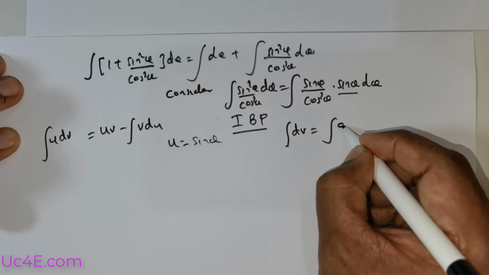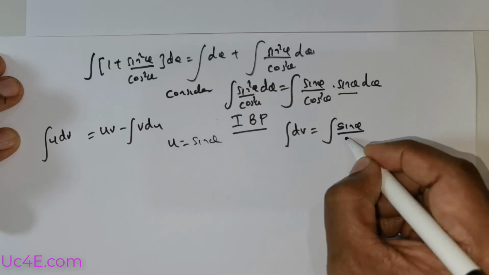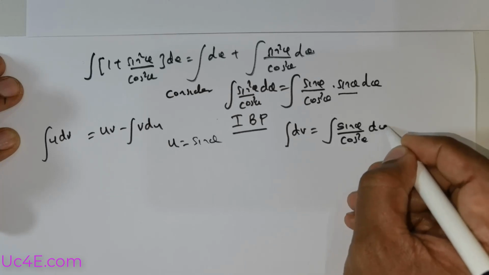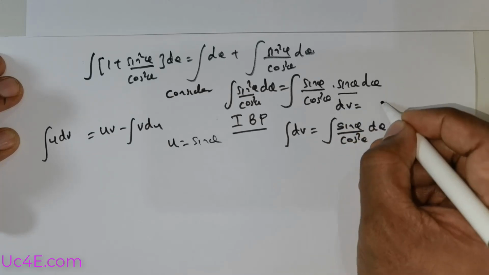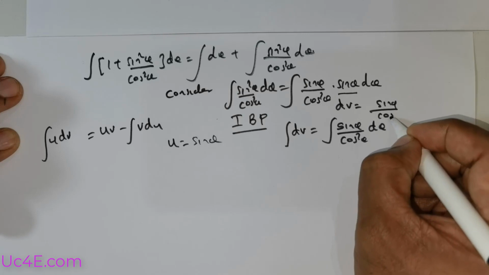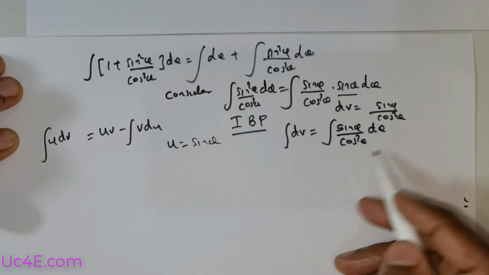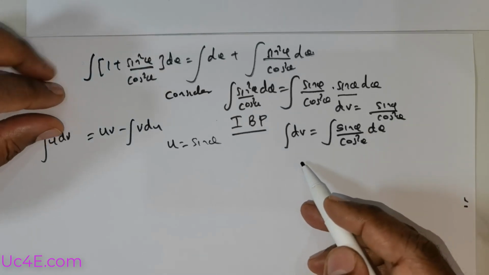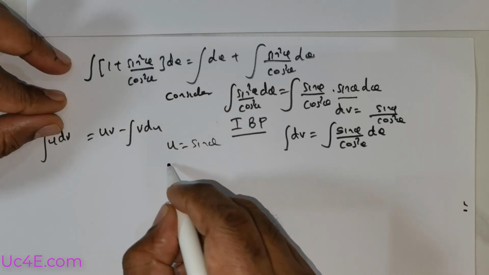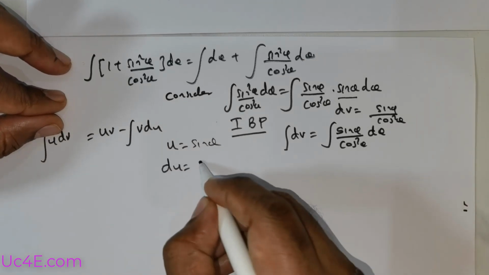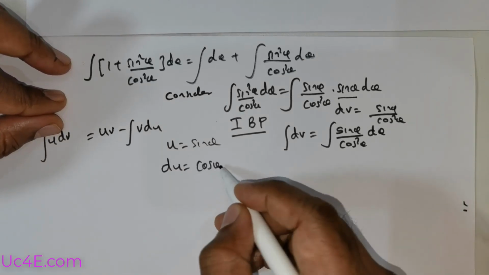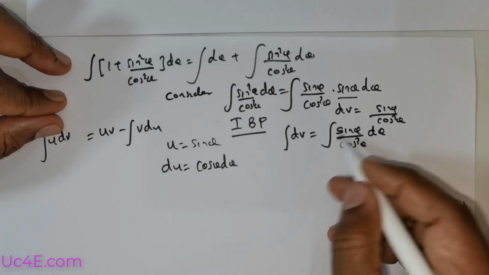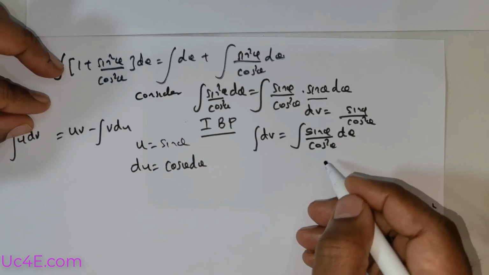the integral of sine theta over cos squared theta times d theta. So my dv is sine theta divided by cos squared theta. So we need to integrate this to get the value of v. Now when you differentiate u, du is cos theta d theta. Now I need to obtain the integration of this.